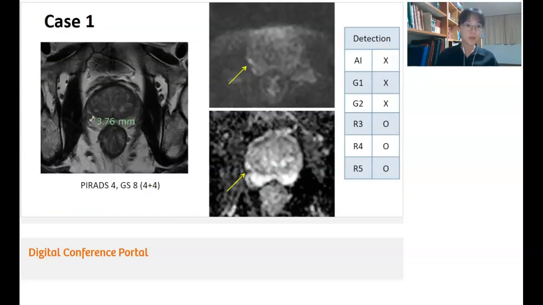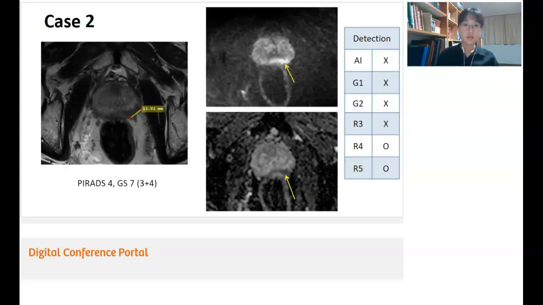Let's see some cases. In this patient, there is a small diffusion restriction lesion in right peripheral zone. 3 radiologists detected the lesion, but AI couldn't. In the second patient, there was a focal diffusion restriction lesion in left peripheral zone, and only L4 and 5 detected the lesion.